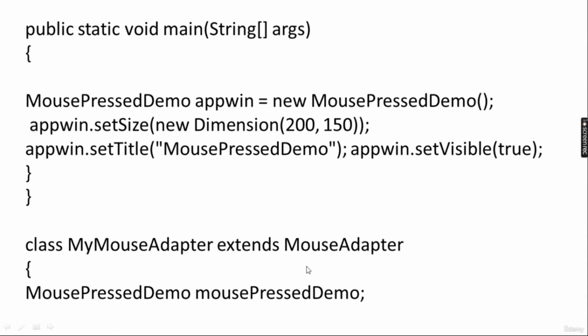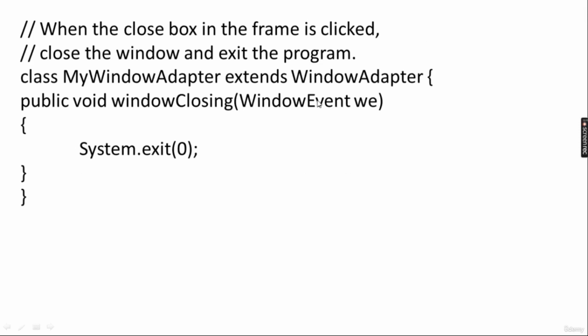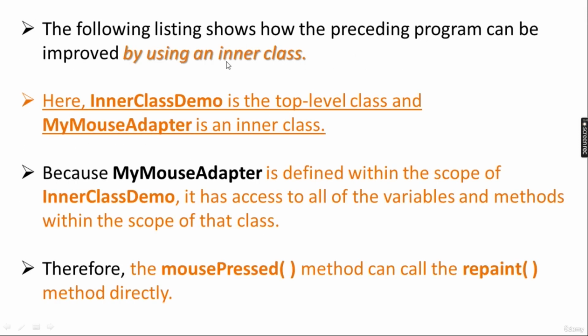So now we will create a class that extends MouseAdapter. Class MyMouseAdapter extends MouseAdapter. MousePressDemo mousePressDemo. In the public MyMouseAdapter constructor, the MousePressDemo object is passed over here, and this will be initialized like this.mousePressDemo = mousePressDemo. So we append the message like mousePressDemo.message, and mousePressDemo.repaint. And this is the window adapter.